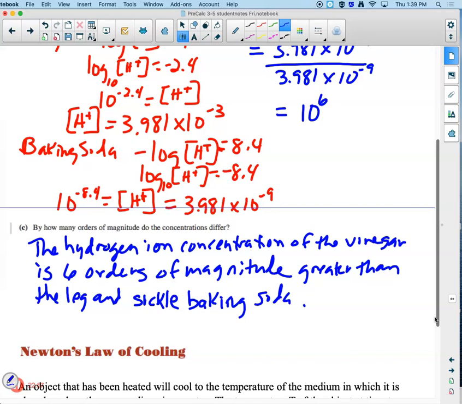And that it's truly the difference of their pH values. I suppose I could write that down too. This is the difference in their pH values.